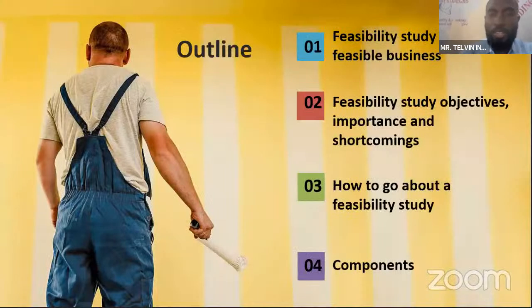While we are going to look at feasibility study, these are the outlines that we are going to be looking at. We will look at feasibility study and the feasible business. We will look at feasibility study, the importance and the shortcomings. We will also look at how to go about feasibility study. Then after we have seen how to go about feasibility study, we will then look at the components of feasibility study.